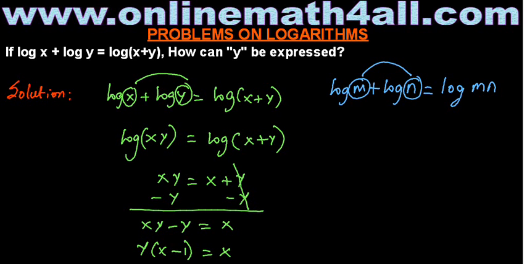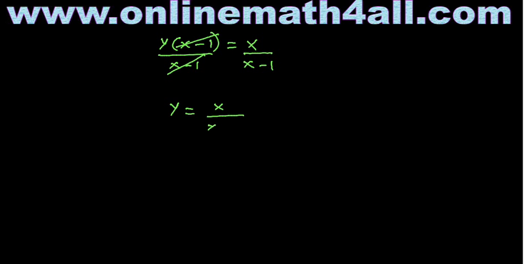Students, I'll proceed to the next step on the next page. So we have y times x minus 1 is equal to x. Since I want to isolate y, I'm going to divide by x minus 1 on both sides, because I just want to get rid of this x minus 1. When I do so, this x minus 1 will get cancelled. So we get y is equal to x over x minus 1. So y can be expressed as x over x minus 1. This is how we can express y in terms of x.